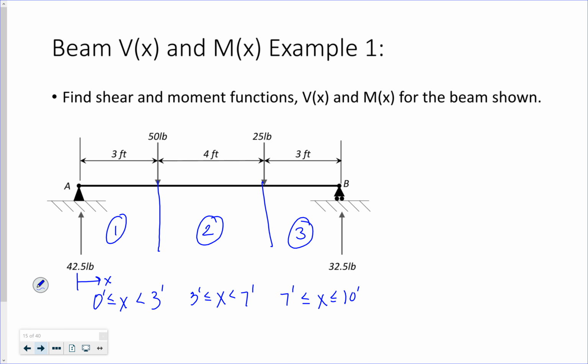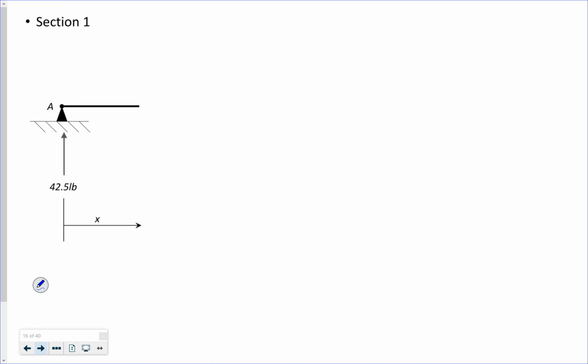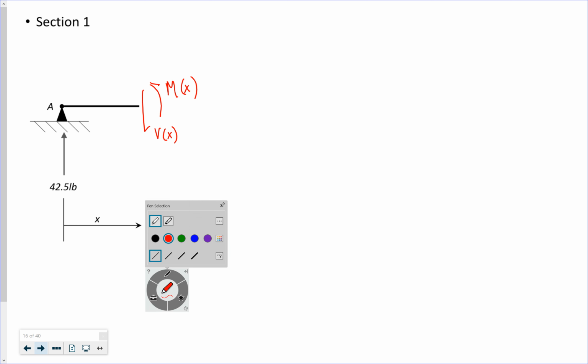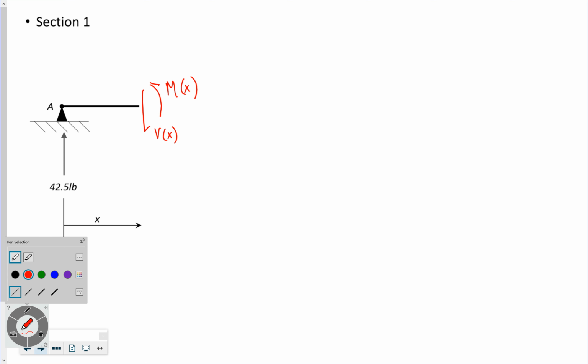Okay, so let's look at section 1 first. I've got my shear and my moment, right? And X starts to the left.